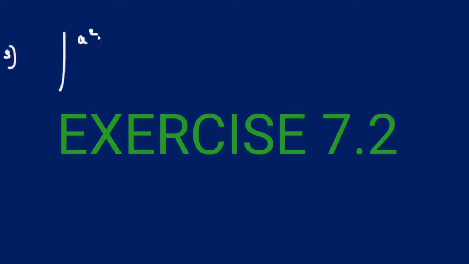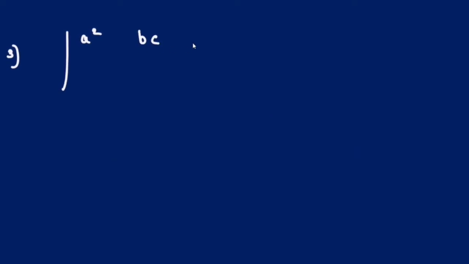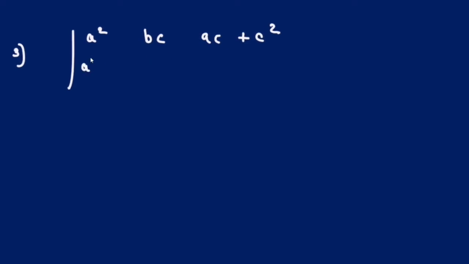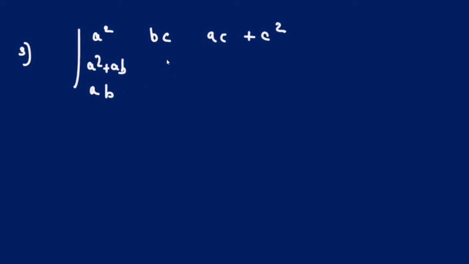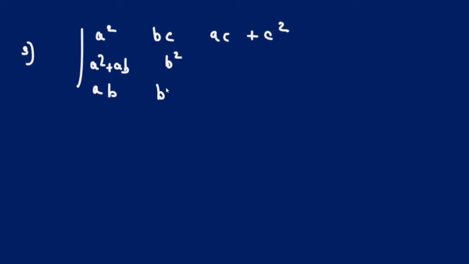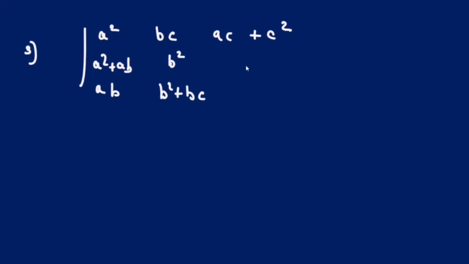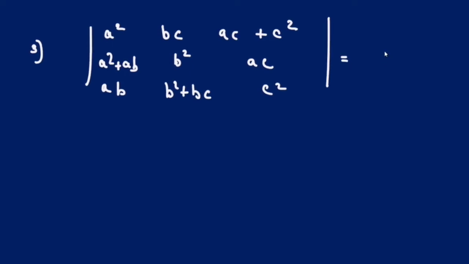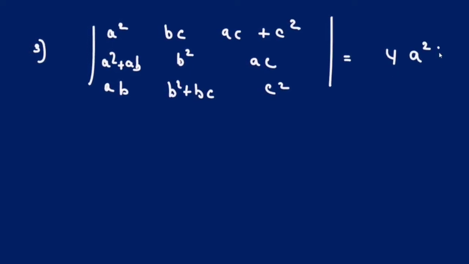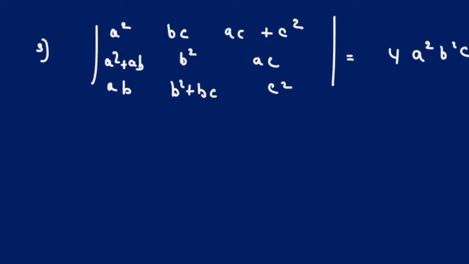Hello students, in this video, third sum: prove that the determinant with rows (a² + bc, ac + c², a² + ab), (ab, b² + bc, ac), (c², ..., ...) is equal to 4 times a² b² c². So now here the right answer is not 0. It is 4 times a² b² c².